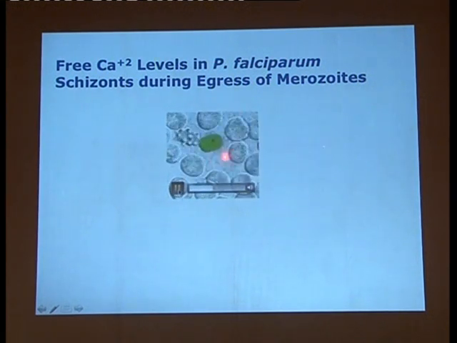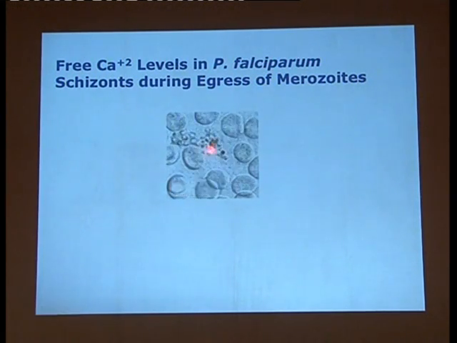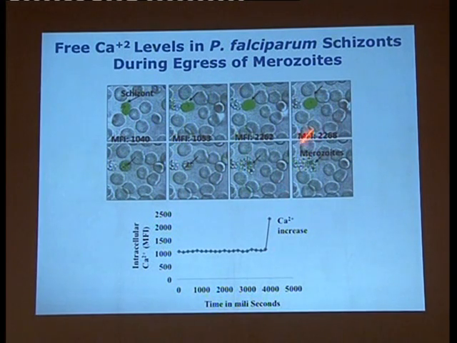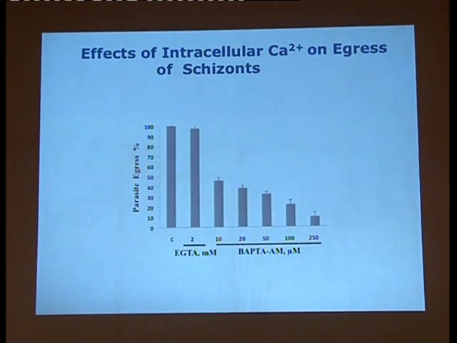In this, you can see here is the egress process. Now the parasites are out. Just before the egress, there was a flux in the intracellular calcium. Here is just a snapshot to again make my point that yes, there is an increase in intracellular calcium before the egress of the malaria parasite. So the question is whether this increase in intracellular calcium is really required for egress or not.